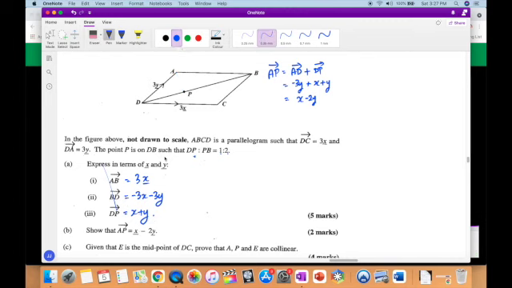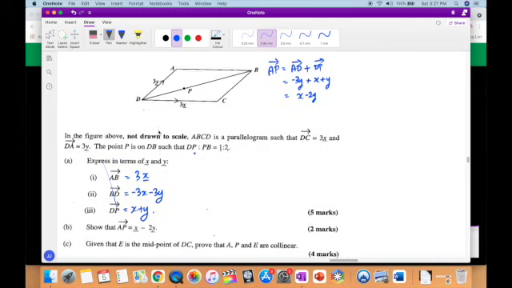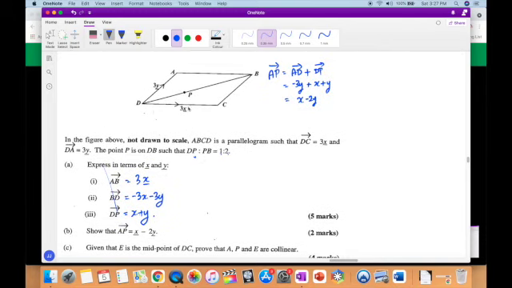Given that E is the midpoint of DC, so DC is there, so E is the midpoint. So E is here. Prove that A, P, and E are collinear. Oh, this is a tough one.